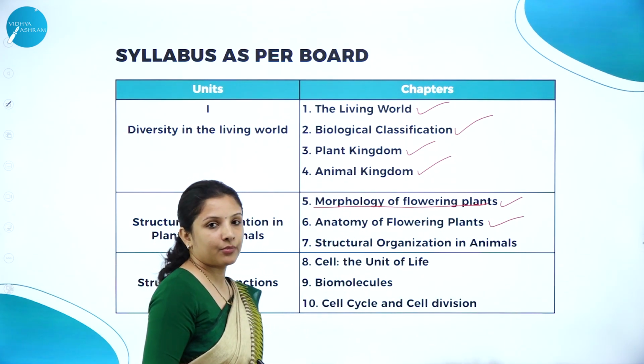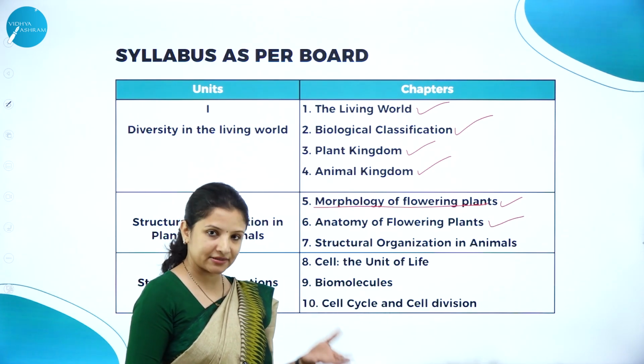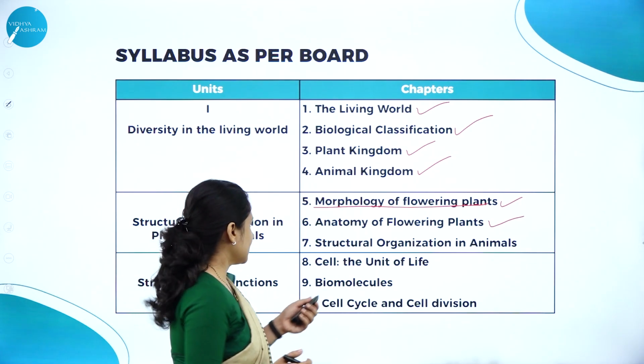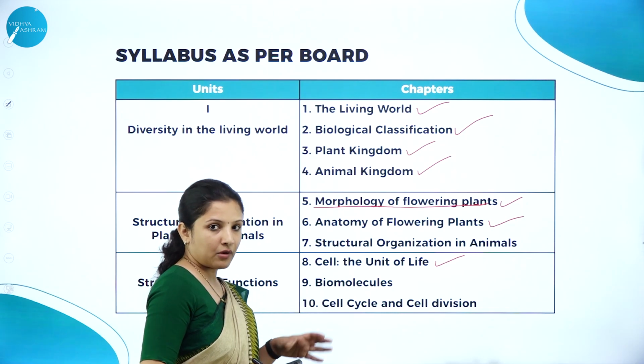So here you'll study about the cell. So both plant cell and animals, they have cells. They're nothing but made up of cells, right? So you'll study that in chapter 8, which is cell, the unit of life. So now you know about cell.